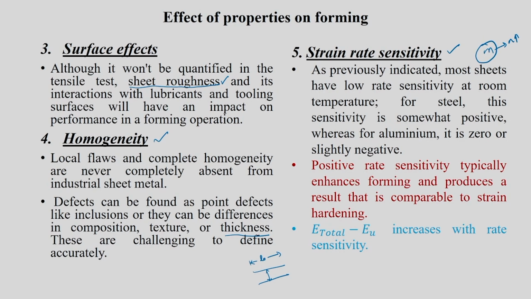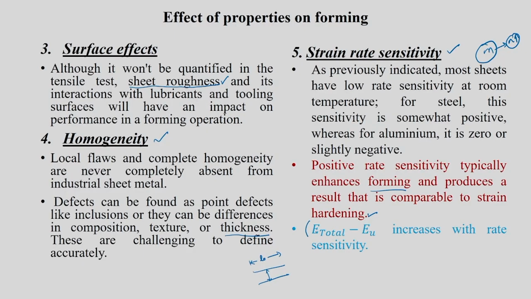Okay. Positive rate sensitivity typically enhances forming and produces a result that is comparable to strain hardening. This is what I was telling you, and you will see that this M is going to affect mainly the post necking behavior. That is what is generally said. This N is going to affect the strain hardening behavior, but this M is going to affect the post necking behavior. Post necking behavior means between epsilon U and epsilon T. Okay, this epsilon T minus epsilon U increases with the strain rate sensitivity.